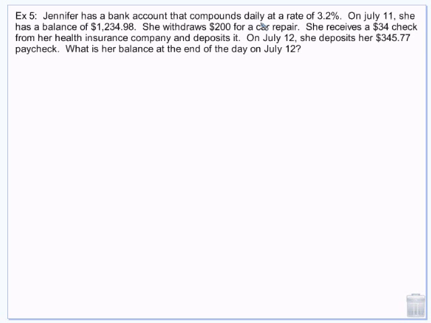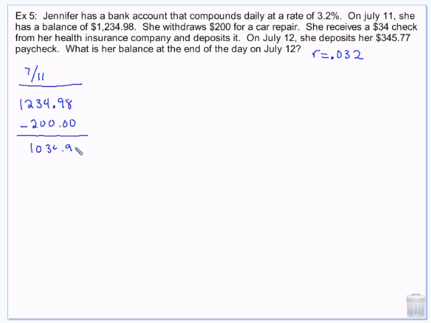Okay, so we have a bank account that compounds daily at a rate of 3.2%. So our rate is going to be 0.032. Okay, we're going to start with July 11th. She has a balance of $1,234.98. She withdraws $200 and adds 34. So she's got $1,064.90 at the end of the day, and that's what her interest is going to be based on.